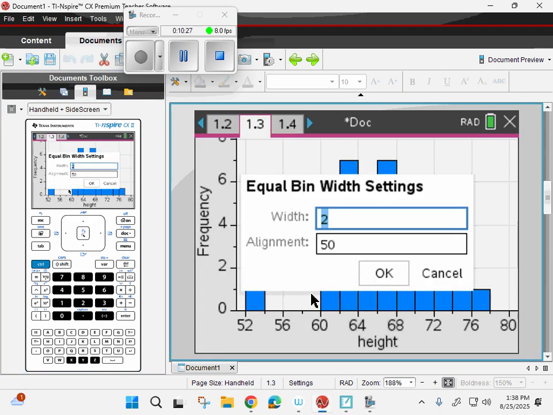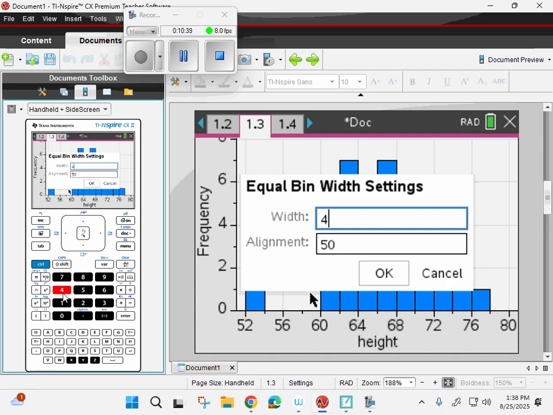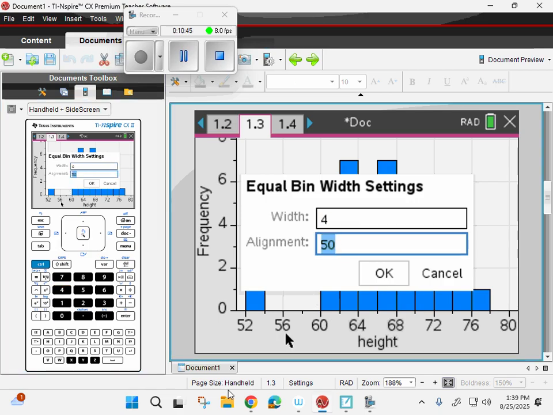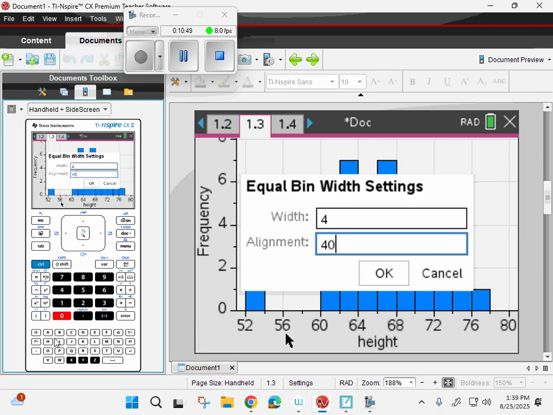So right now, my width is 2 inches, right? So the 60 and 61s are in a bin, the 62s and 63s are in a bin. All right, let's make this 4 for fun. Or 5, whatever you want to change it to, just so you can see what it looks like. The alignment is where it's starting. So it's starting at 50. Maybe I want to change this to 40, just for fun, okay? Press OK.